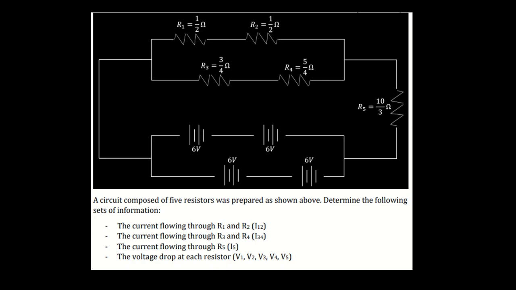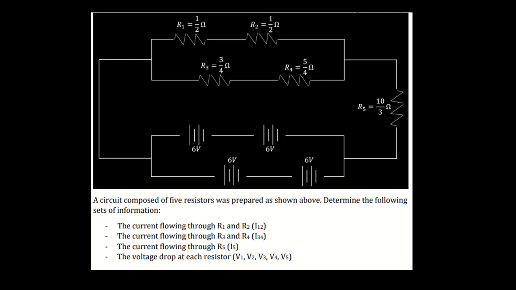Now, those are two straight examples where we just had things in series or we just had things in parallel. Realistically, what if we had a more complex circuit, also called a complex resistor circuit? Let's look at this sample problem. A circuit composed of 5 resistors was prepared as shown above. Determine the following sets of information.